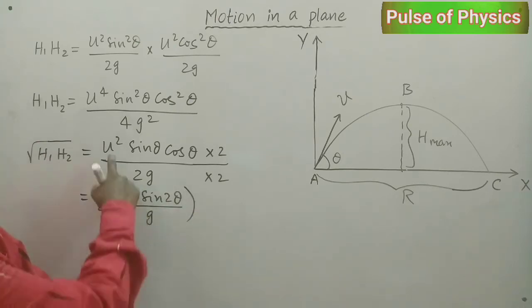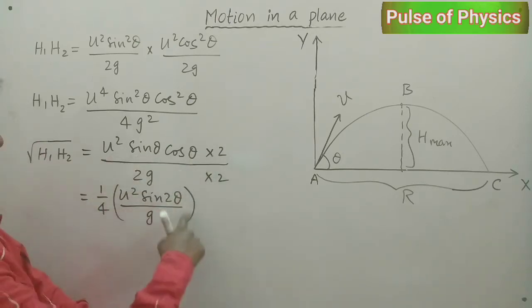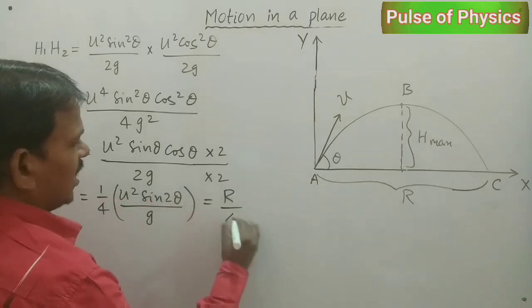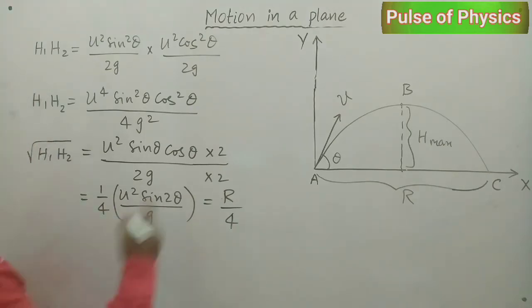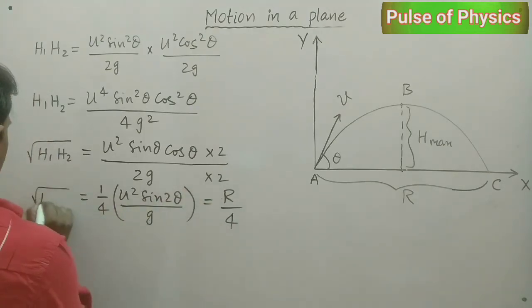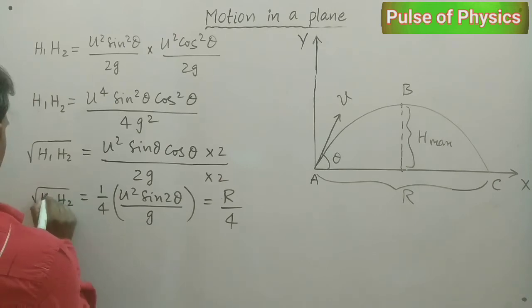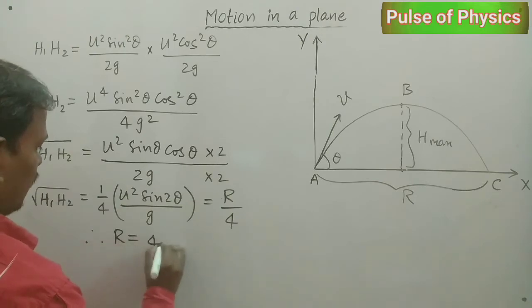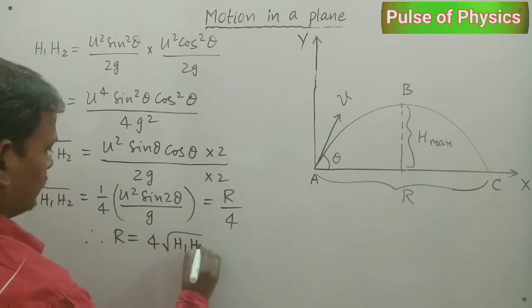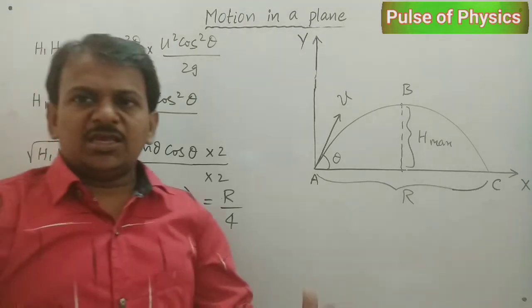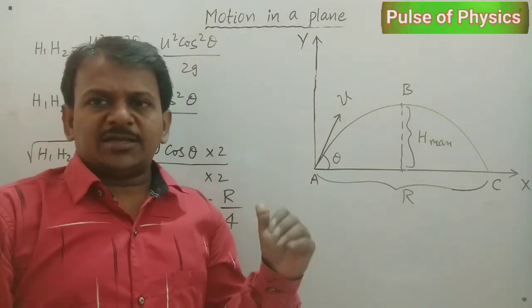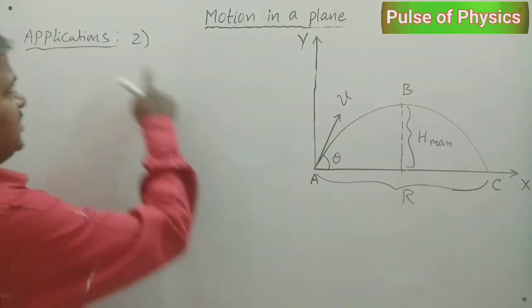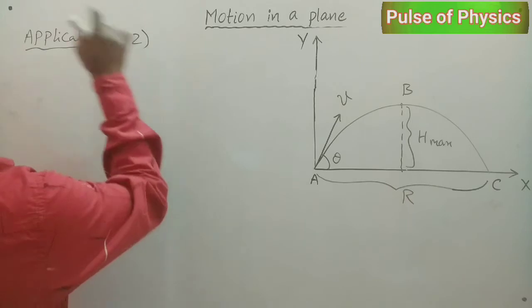I write separately. Here, what is this r? Here r by 4. So root h1 h2 is equal to r by 4. Therefore r is equal to 4 root h1 h2. See some more applications in the next board. Let us continue some more applications on this part 2.